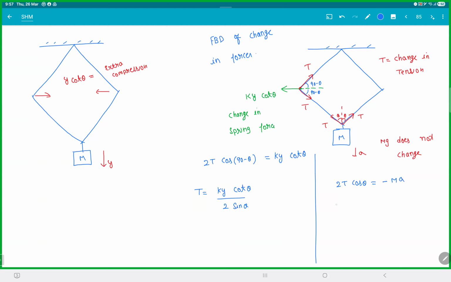Take this and substitute here. So this would be ky cot square theta is equal to minus ma. You're done. Minus k cot square theta by m into y. This is your omega square. Therefore, you get time period is equal to 2 pi root over m by k cot square theta.